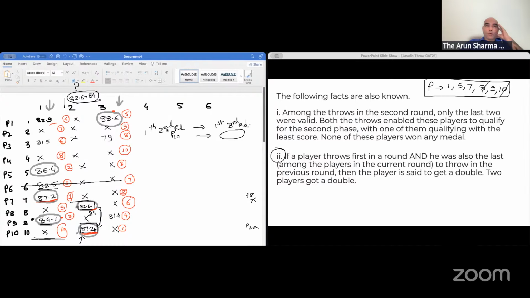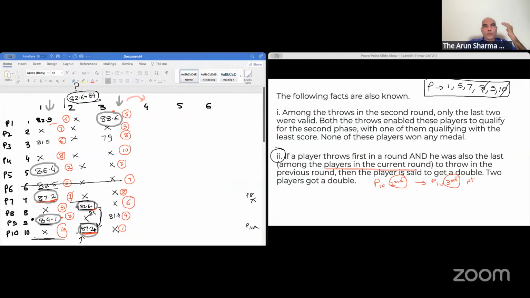Now, we've been able to identify one double in this scenario: P10, the 10th thrower in the second round, becomes the first thrower in the third round. Now we need to think of the second double. A double is defined by being the last thrower in the previous round and the first thrower in the current round among the players in the current round. That means from 3 to 4, it need not be 10 to 1.